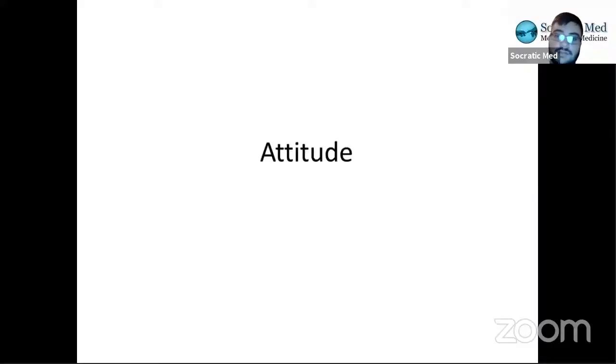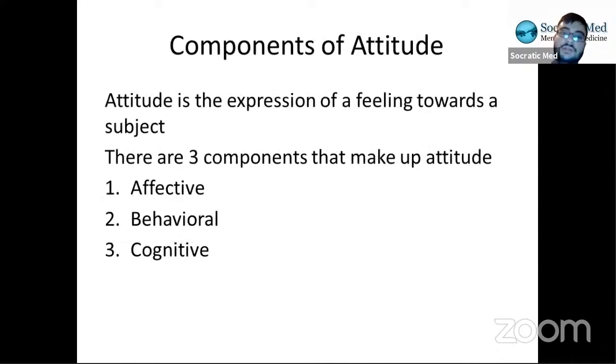First we have attitude. Attitude is defined as the expression of a feeling towards a subject. Very vague, very general, non-specific definition. Just an expression of a feeling towards something. There are three main components that make up attitude that we consider for the MCAT. There's the affective, the behavioral, and the cognitive aspects.